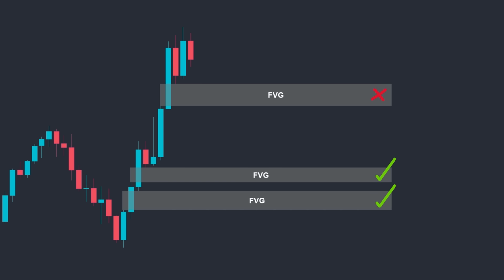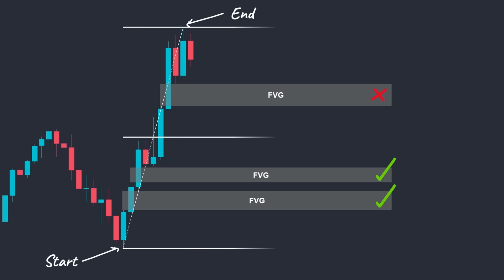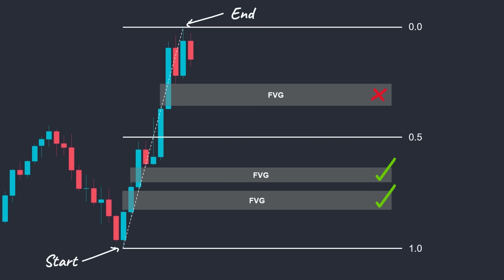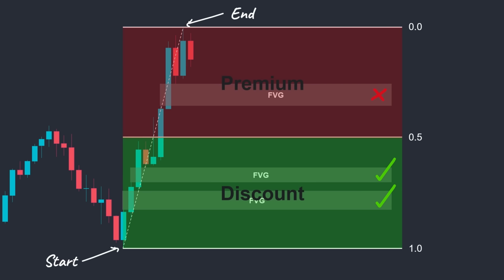Now, why are we not interested in the first zone? The reason is, if we consider here the start and here the end of the latest impulsive move and apply the retracement tool, these two areas are located below the 50% level, which is the discount zone. And this FVG is located above the 50% level, which is the premium side of the range.